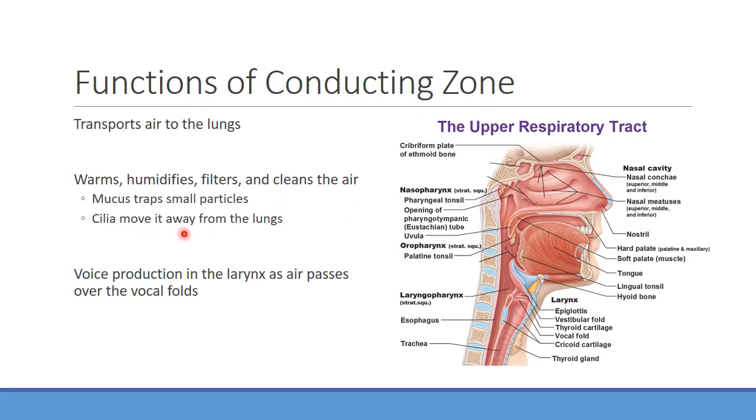Also, you're going to have the cilia. They move material away from the lungs. Everything's going to be pulsating towards the pharynx, so that you can just swallow it and get rid of those particles. And we mentioned voice production, and this happens in the larynx as the air passes over the vocal cords. Based on how the muscles are contracting those vocal cords, you can have different timbres and all of that to produce sound.